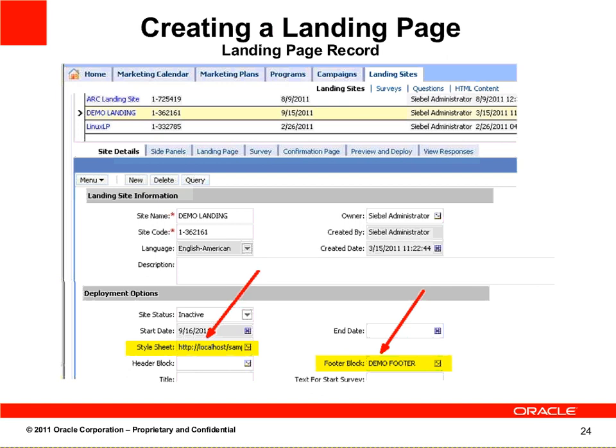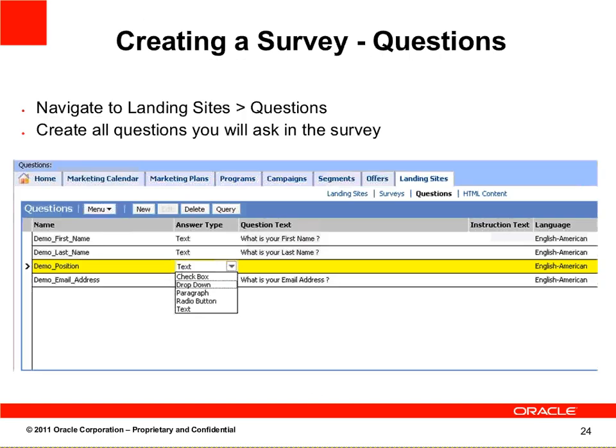If you want to use the style sheet, then you need to go to the Site Details tab and specify the style sheet as well as the footer block. In this case, we already created style sheet record as well as a footer block, so we set these values.